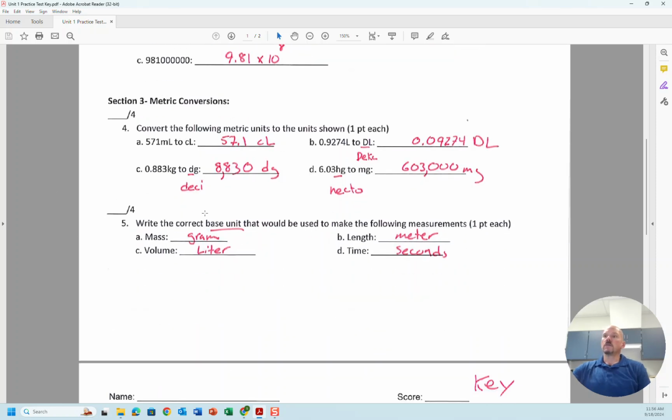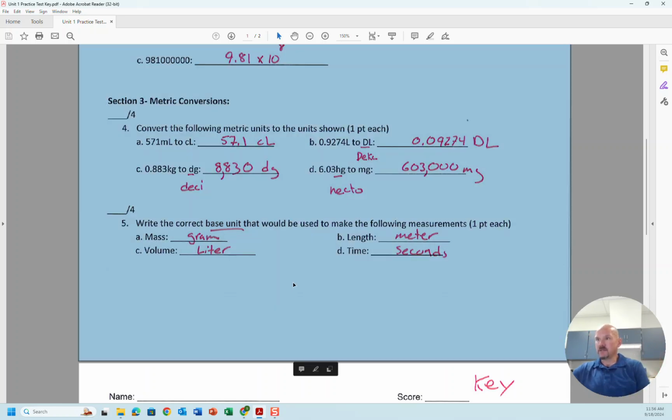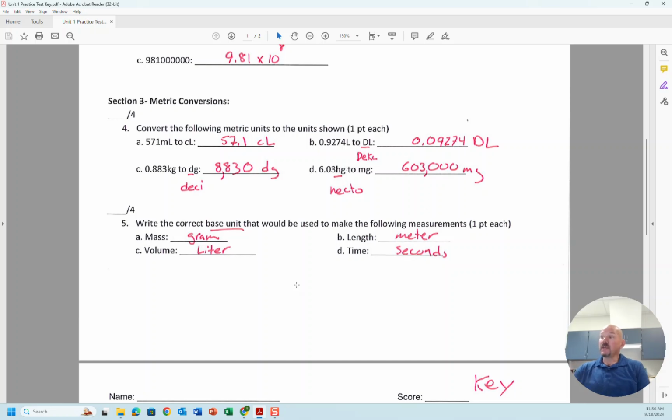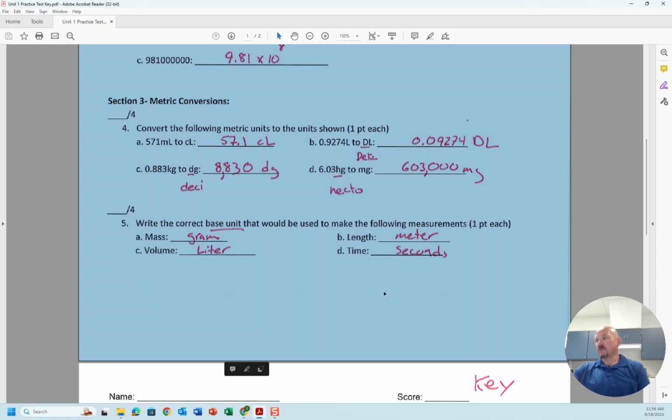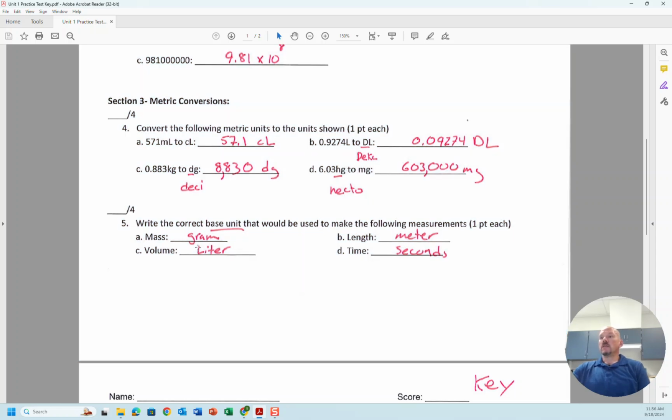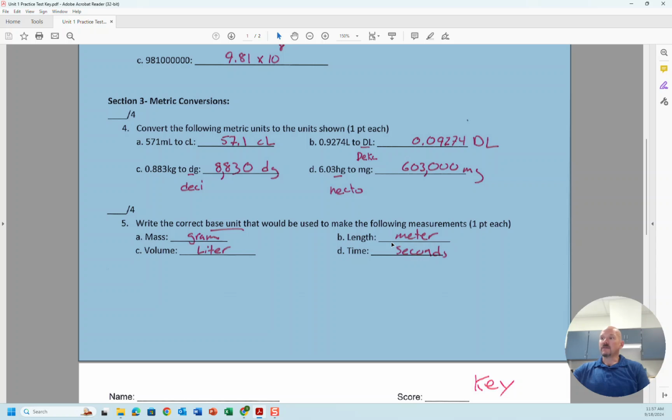All right, so the base unit. Notice it says base unit. So it's not asking for the SI unit, okay? It's asking for the base unit for the SI units. So remember, technically the SI unit for mass is kilogram, but if we want the base unit for mass, it's gram, okay? Everything else is a base unit. The SI unit is the base unit. So the SI unit for volume is liter. The SI unit for length, distance is meter. And the SI unit for time is seconds.